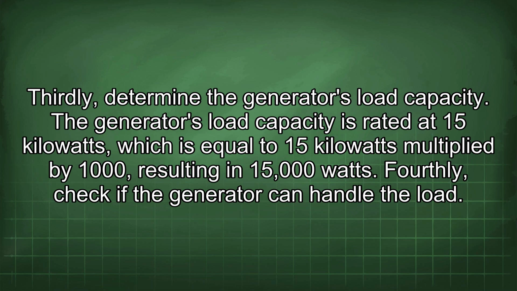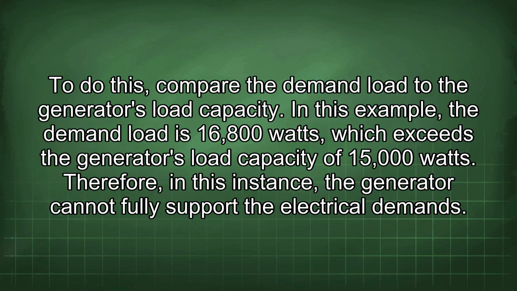The generator's load capacity is rated at 15 kilowatts, which is equal to 15 kilowatts multiplied by 1000, resulting in 15,000 watts. Fourthly, check if the generator can handle the load. To do this, compare the demand load to the generator's load capacity. In this example, the demand load is 16,800 watts, which exceeds the generator's load capacity of 15,000 watts. Therefore, in this instance, the generator cannot fully support the electrical demands.